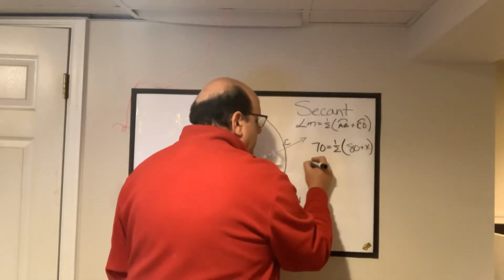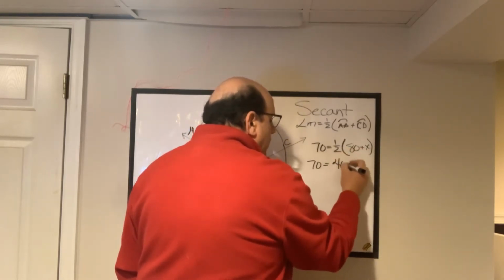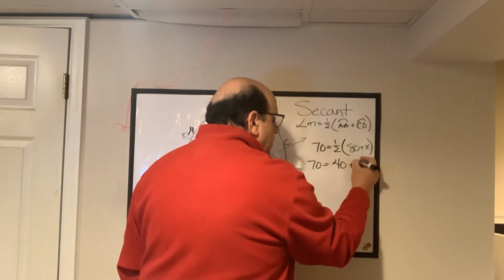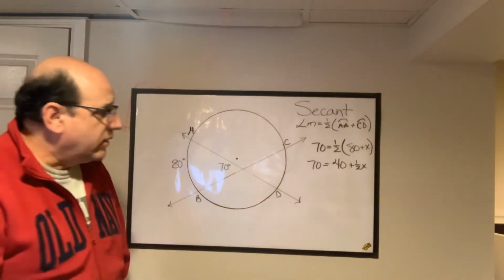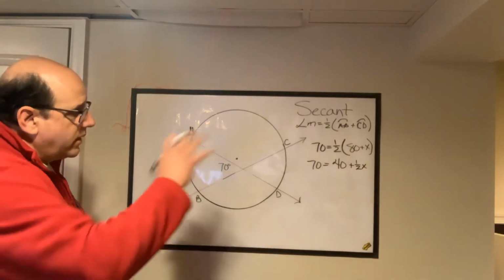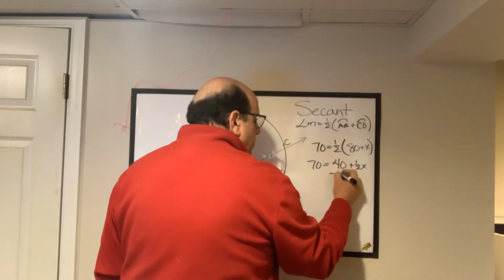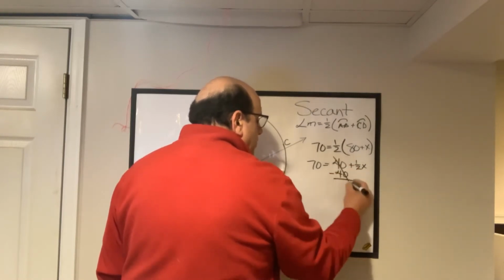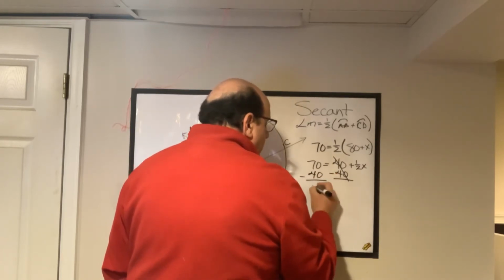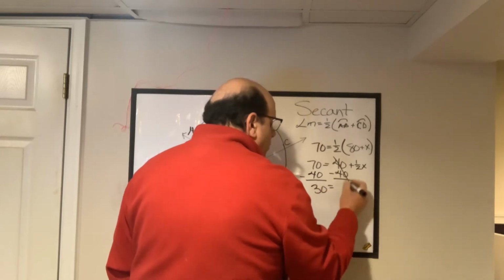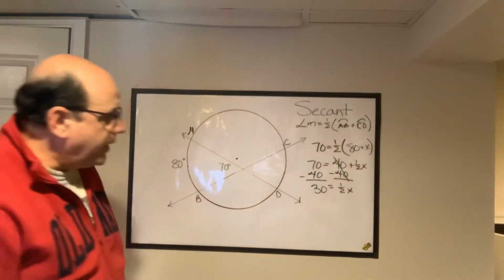So I'm going to give myself some room out here, and I'm going to do my distribution. 1/2 times 80 is 40, and then 1/2 times x is 1/2 x, or x over 2. That's another skill you could learn, but I'm going to keep solving this the way you solve any other equation, is undo that addition piece. So minus 40 on both sides. I have 30 equals 1/2 of x. Okay?